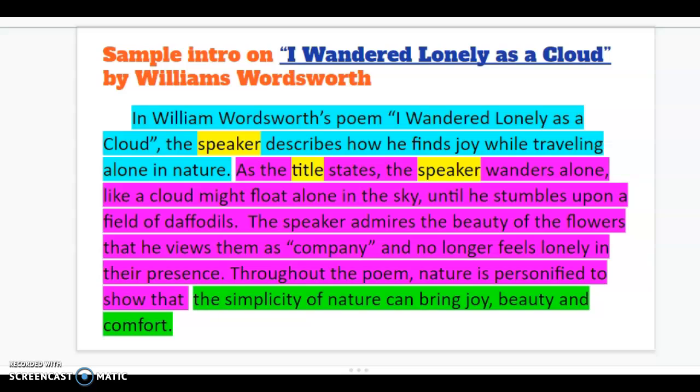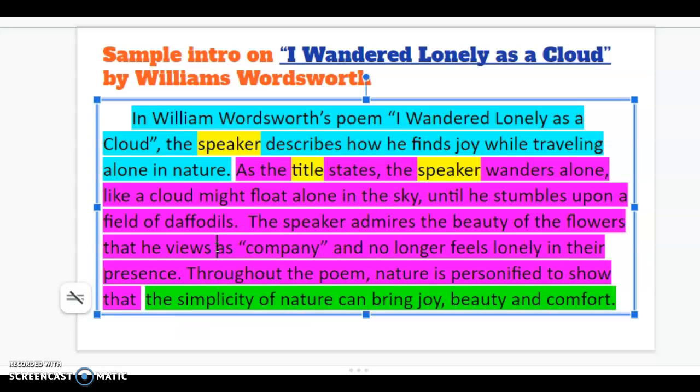So I said, as the title states, the speaker wanders alone, like a cloud might float alone in the sky, until he stumbles upon a field of daffodils. The speaker admires the beauty of the flowers that he views as company. Look at that, I already have a typo. Let me fix that. And no longer feels lonely in their presence.